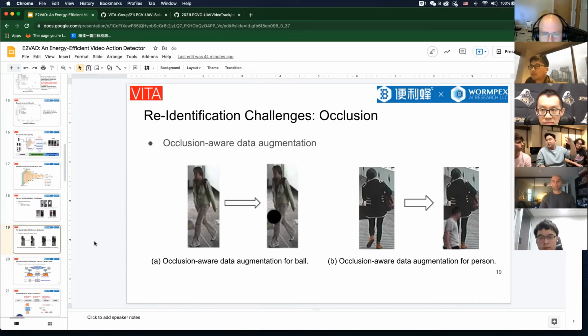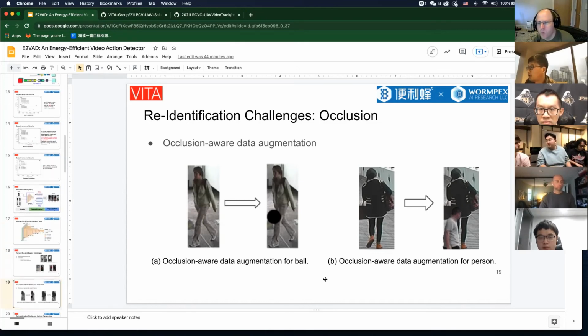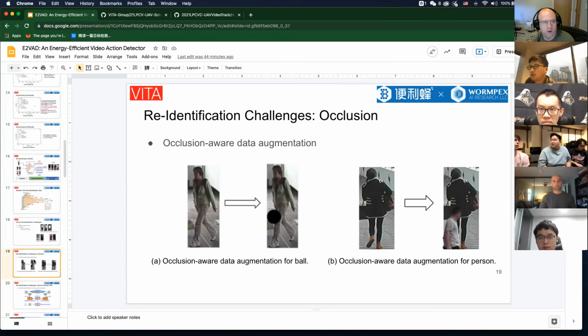Okay, my third question is about the slide that you have up right now, the data-aware augmentation with a person including another person. When you have a bounding box that has two people in it, how does the ReID model handle that? Oh, that's a small question. I didn't mention it.